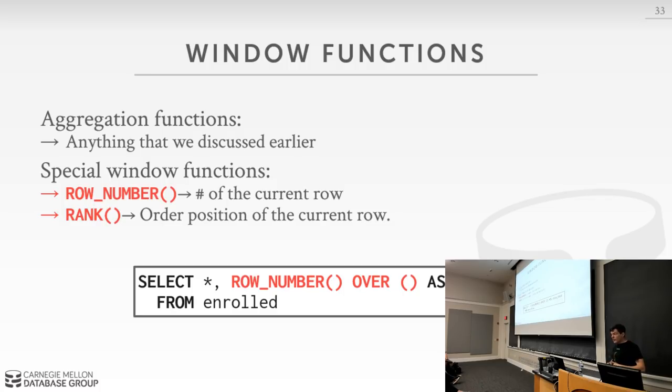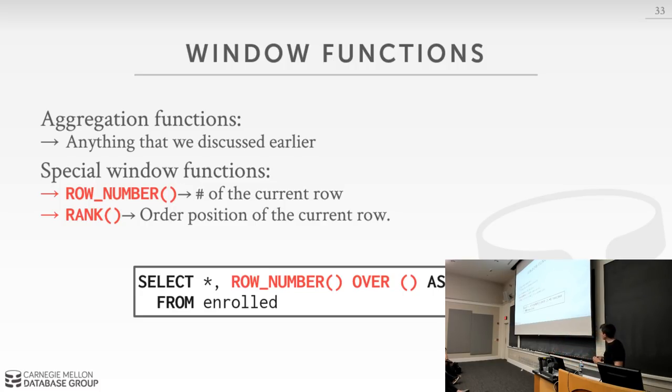The aggregation functions will be all the things in the SQL standard that we talked about before: MIN, MAX, AVG, COUNT, SUM. The special window functions can do things like ROW_NUMBER, which keeps track of the tuples being output and marks them with the order they're coming out. And RANK would be the position of a tuple if we're doing sorting.